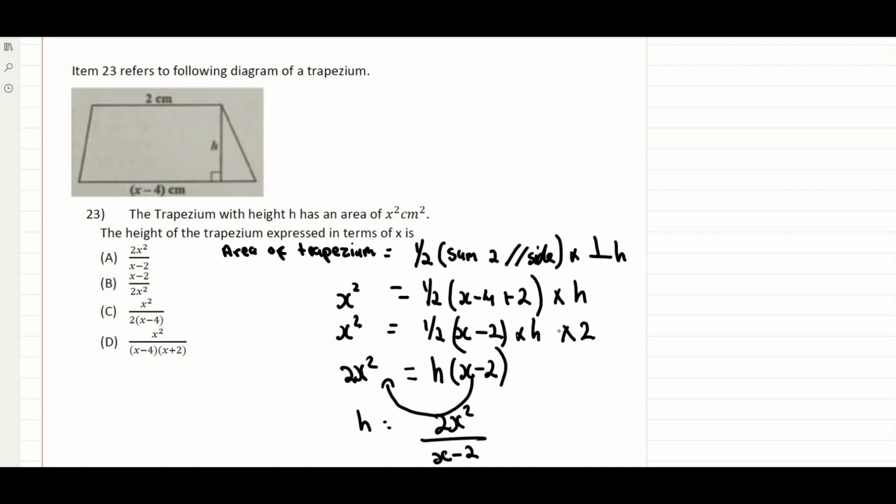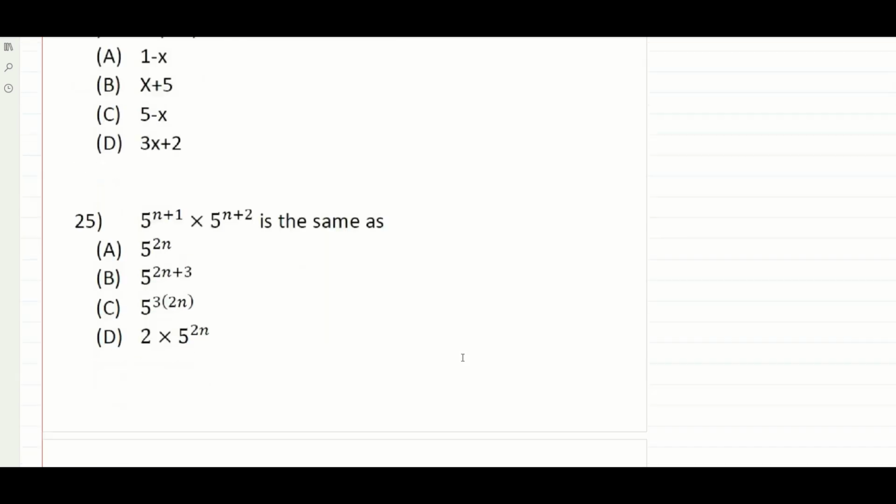Right, which is a. So your answer for this is a. Right, and that's how you do this question. Let's go to the next one.